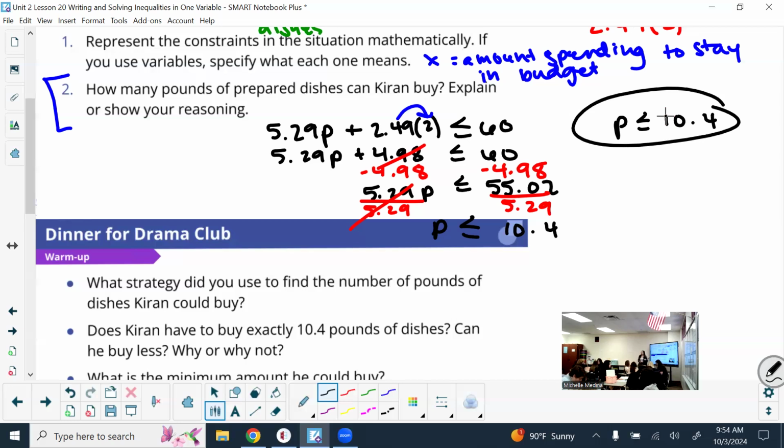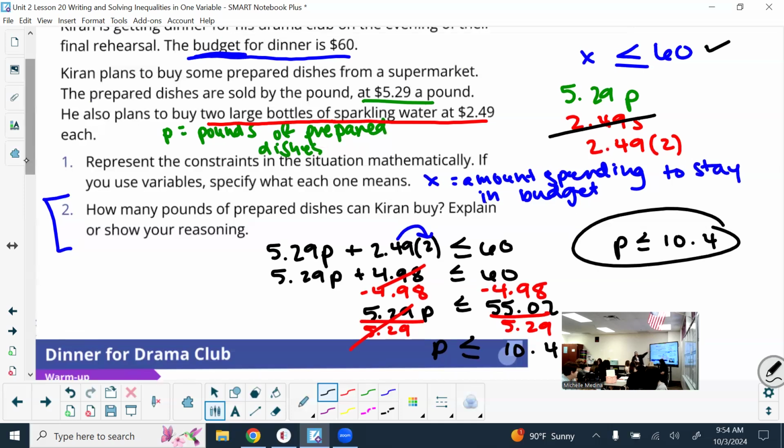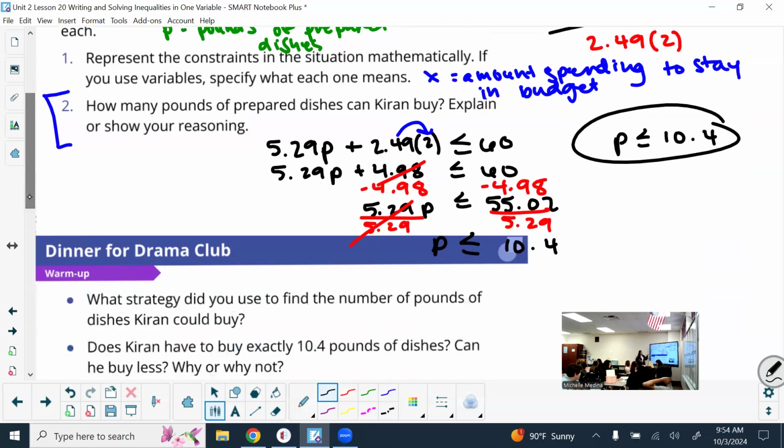What is the minimum amount you can buy? 0. Or if you're wondering, because that can be kind of tricky with the real world situation, it says he wants to buy some prepared dishes, so why would he buy 0? I would say anything above 0, even if it's like 0.01. Why he would buy that much, I don't know. But depending on what practice you're doing, it might say 0 is the minimum, it might say 1 is the minimum. So just be aware of that. But you know he can't buy negative pounds. Even though that's less than or equal to 10.4, that's not reasonable. Okay, keep that in mind.